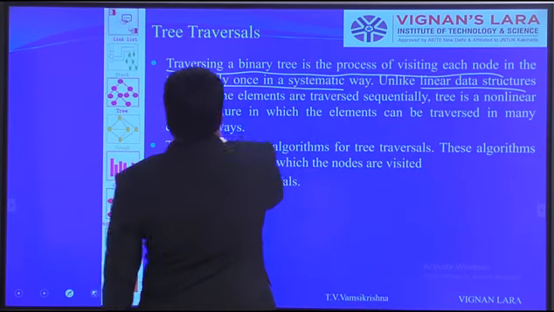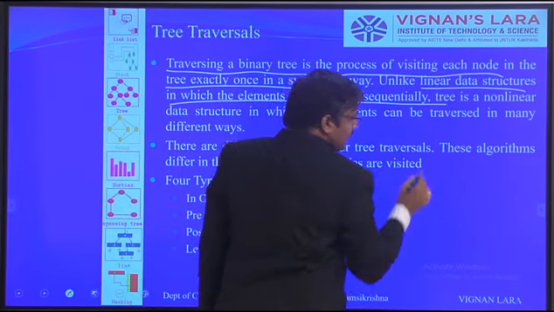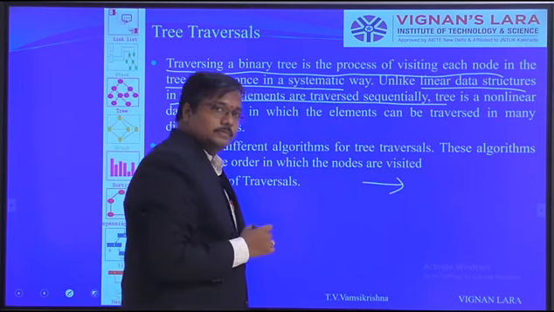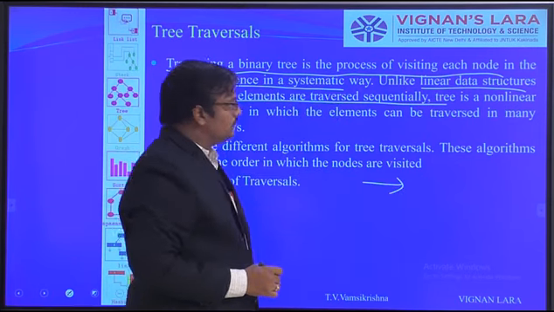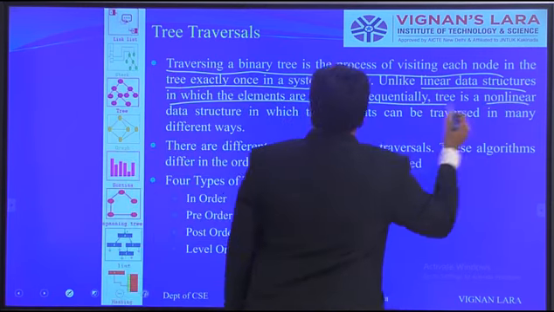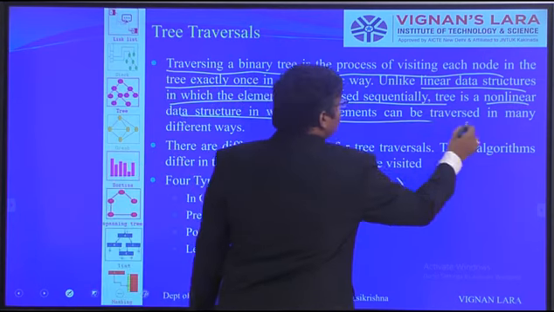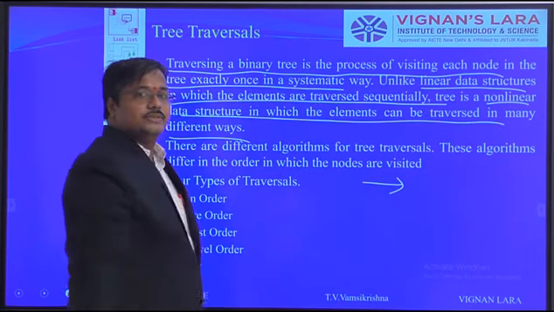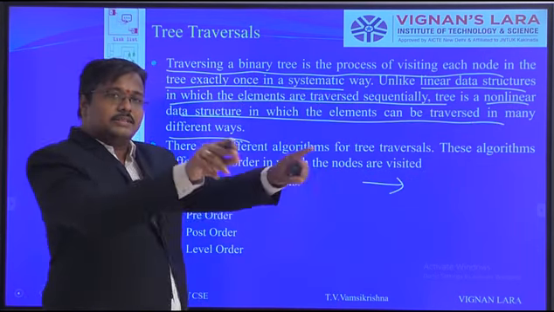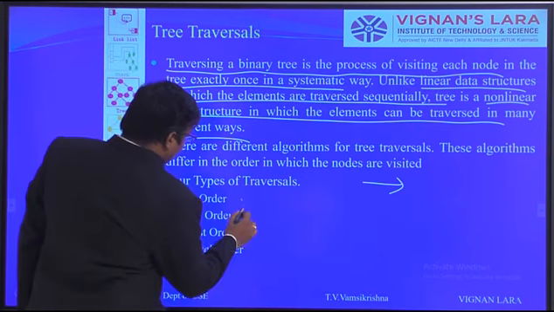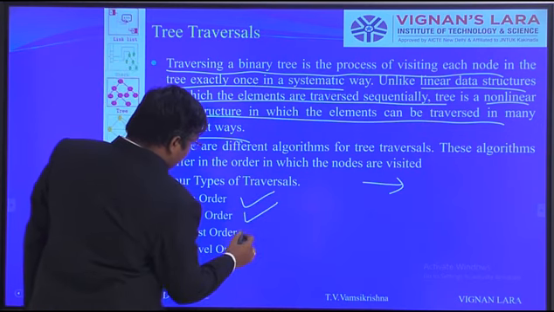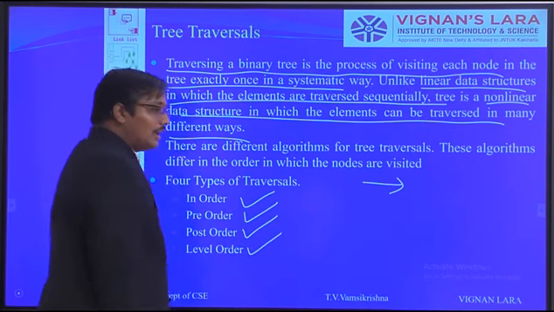In linear data structures, elements are traversed sequentially, like in a straight line fashion. A nonlinear data structure is one in which elements are traversed in many different ways. Nonlinear data structure means different kinds of paths are there, so we can travel in different directions. So here, in-order is there, pre-order is there, post-order is there, level order is there.